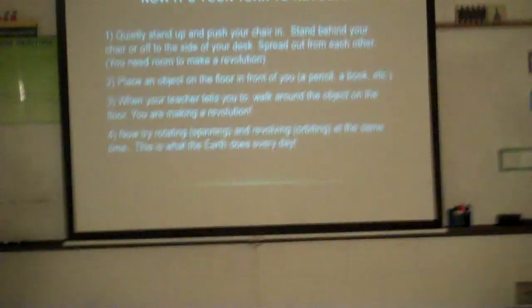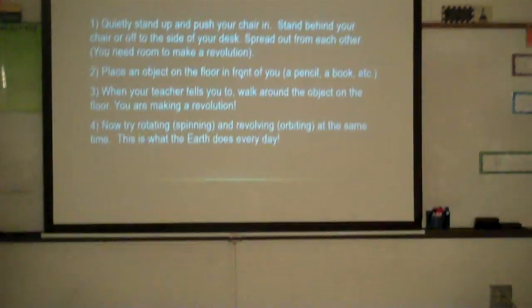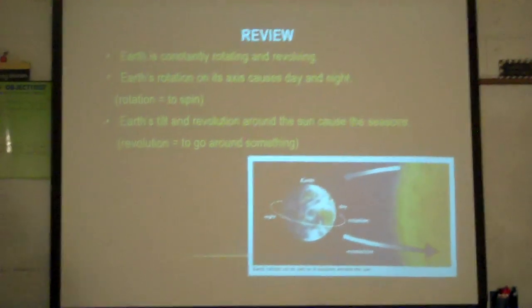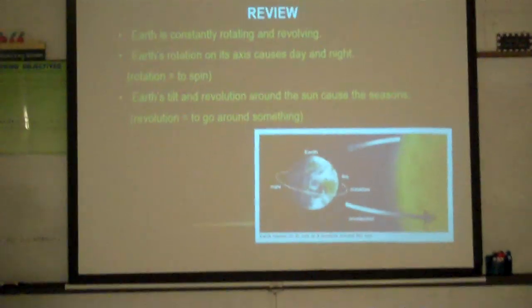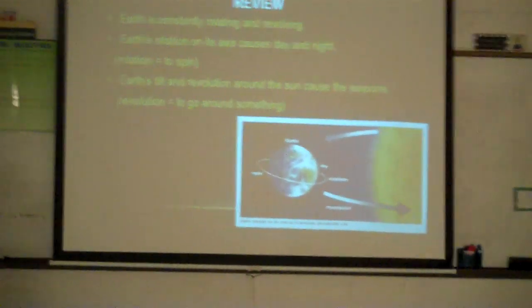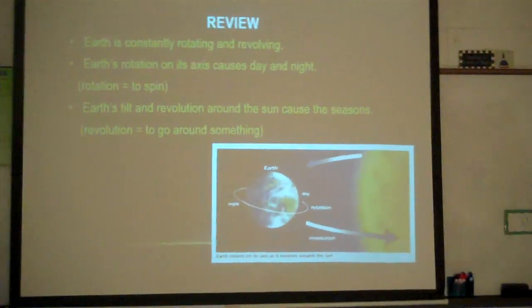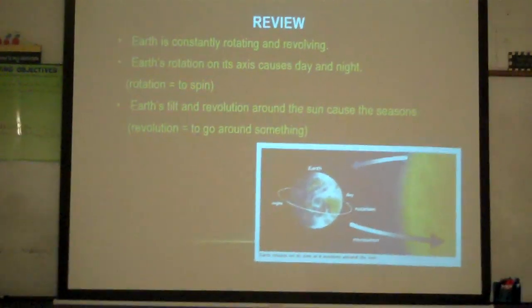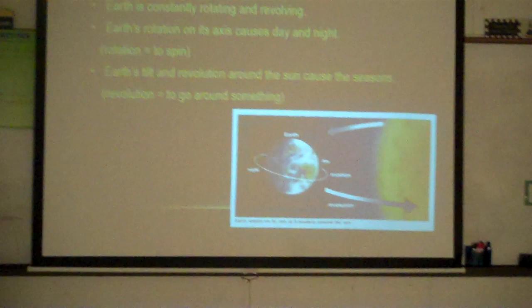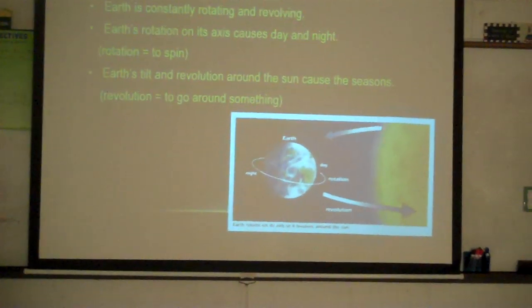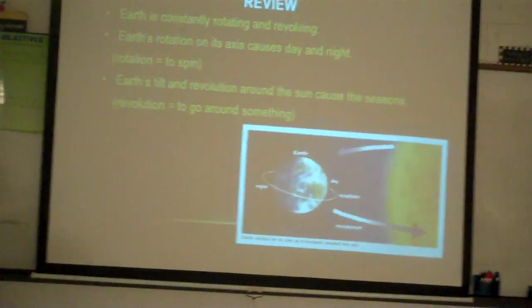Another way to remember revolution and rotation. This is a quick review. Earth is constantly rotating and revolving. That's its movement. That's what it does. Earth's rotation on its axis causes our days and nights. Please remember that rotation means to spin. So think about that ballerina or that basketball spinning in place. Earth's tilt and revolution around the sun causes our seasons. Please remember that revolution means to go around something.